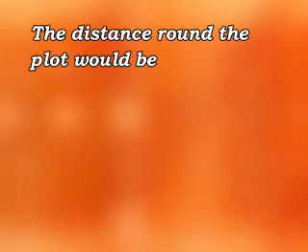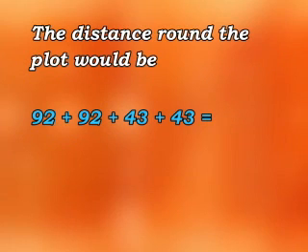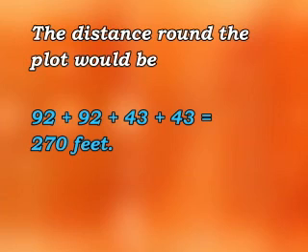By the way, the distance round the plot, not the area, the perimeter, would be 92 plus 92 plus 43 plus 43. That's 270 feet. Not at all the same thing. So never confuse the distance around something, the perimeter, with the area it covers.